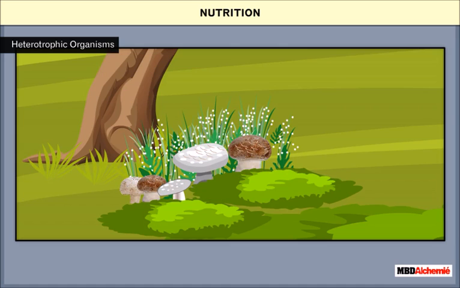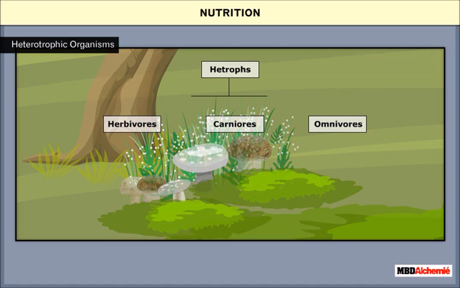Animals and non-green plants like fungi, bacteria, etc. cannot make their own food. Such organisms are known as heterotrophs and their mode of nutrition as heterotrophic nutrition. These organisms depend on autotrophs for their nutrition directly or indirectly.